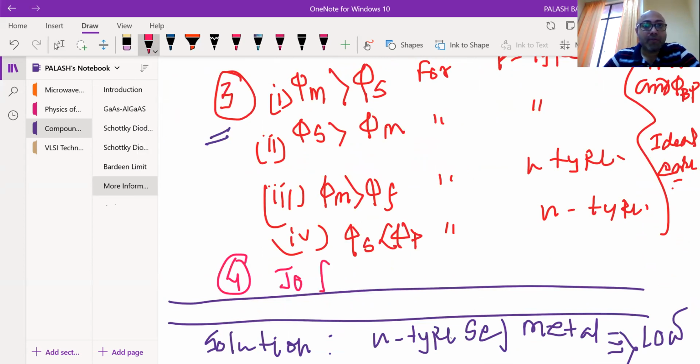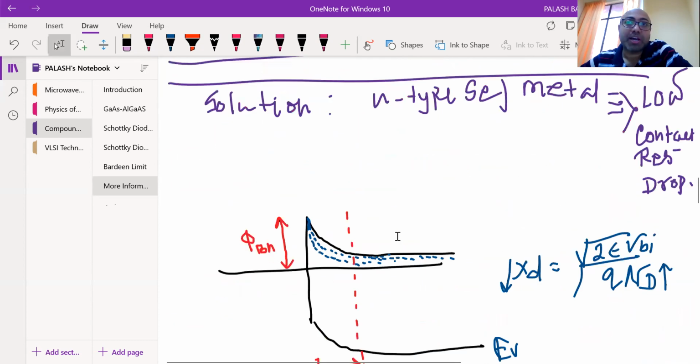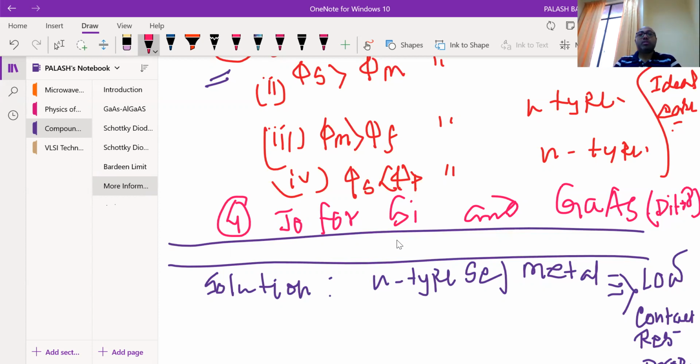J0 for silicon and gallium arsenide. J0 is the reverse saturation current for a metal-semiconductor junction, and in this case we have assumed DIT is high. So please do it and come back tomorrow, because it's very important that you do this exercise, as tomorrow we are going to start MESFET based on this discussion.